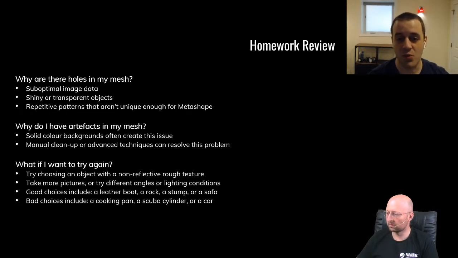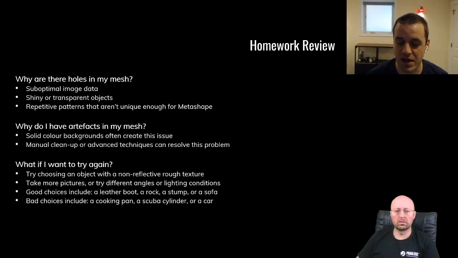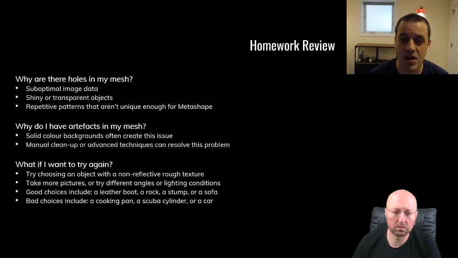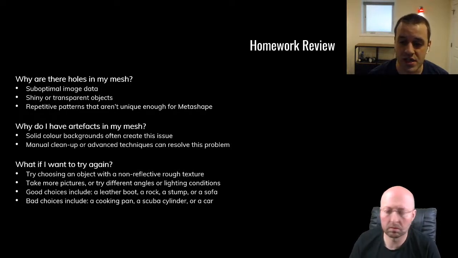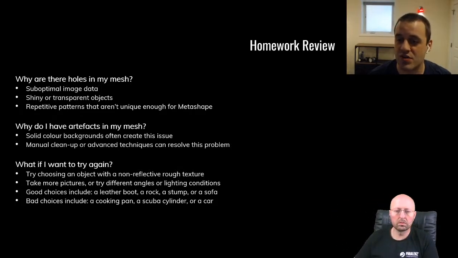Things that we've found work really well for these introductory level models are anything made out of an organic material, like a leather boot works quite well, usually because it's got a little bit of texture on it, or a rock or a stump, trees, and again, organic materials tend to have quite a few good contrast points. Sofas also tend to work quite well. Even smooth sofas that you might not think work super well generally do actually work all right as long as they're well lit.